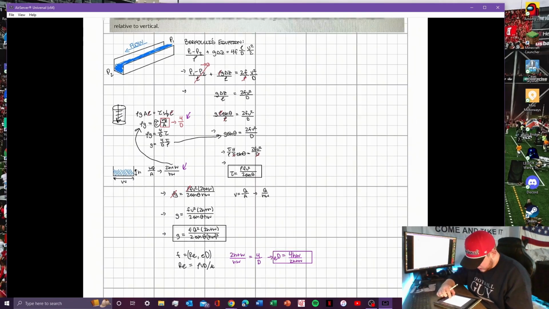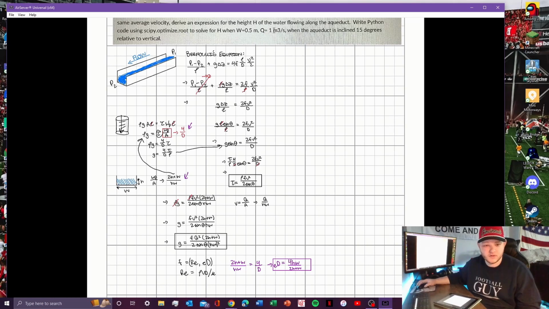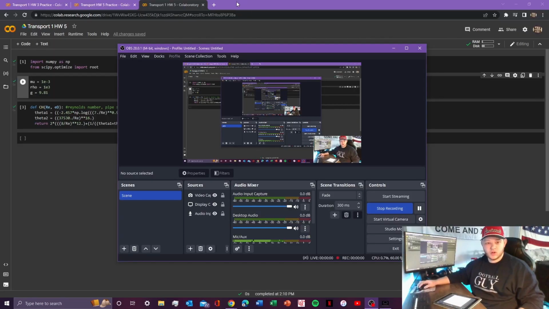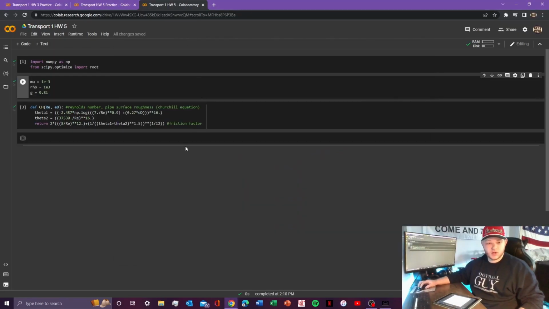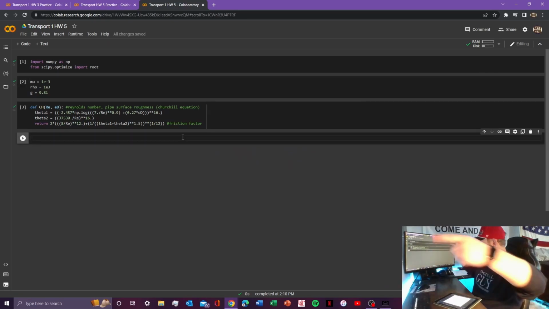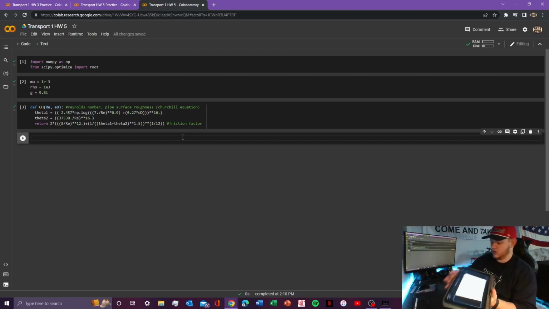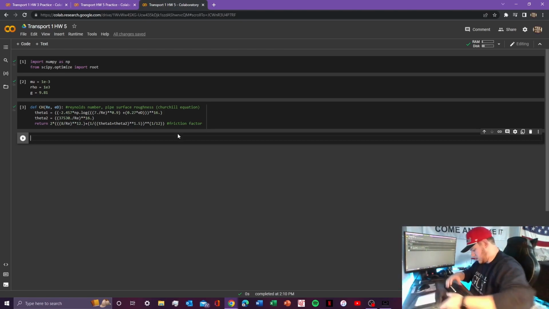So we can go ahead and plug all of this into Python and solve it using the root solver. And I will see you in one second. All right, here we go, we're going to code up now. What I'm looking at here is the same screen, and when I reference my iPad, it is just the notes that we just took.